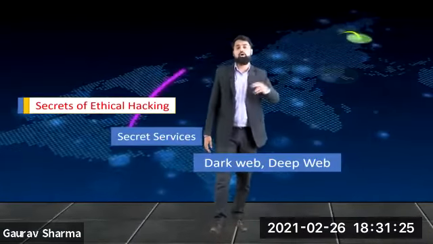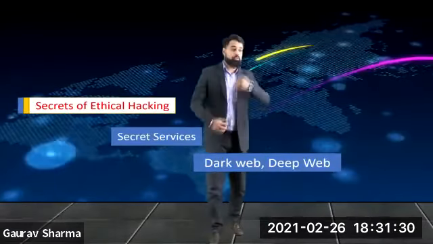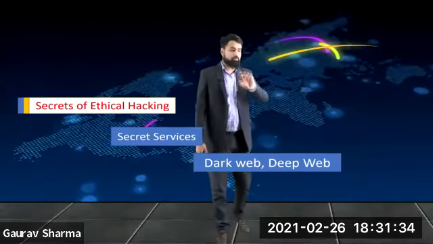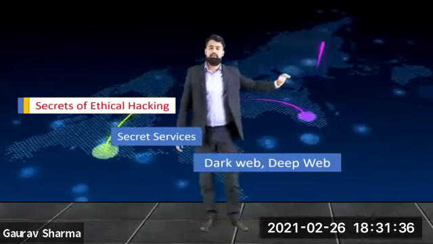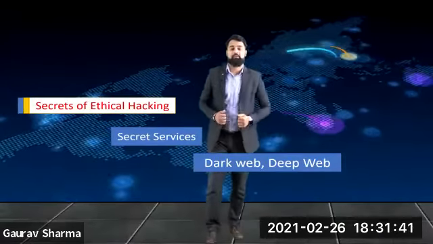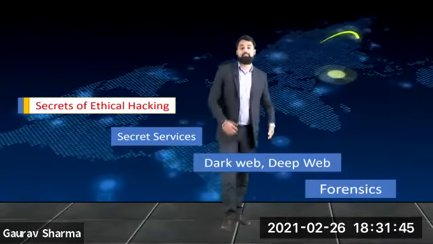But there are lots of anonymous things there. Nobody knows whom I am sending the money to. Nobody knows from where I am getting the money. You will have one gateway where you will be sending money and getting money. Next, we will talk about the third secret, that is forensics.